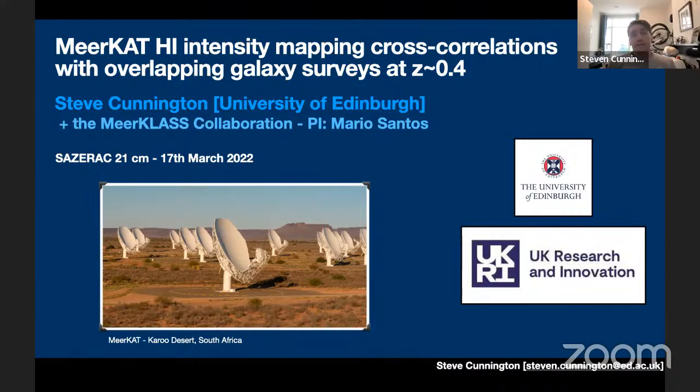But what I'll be focusing on is the latest pilot data that we have with Meerkat. And so this is low redshift intensity mapping data. And I'll be focusing on our efforts to try and detect some cosmological signal within this data. And the way we're trying to do this is by cross-correlating it with overlapping galaxy surveys. So I should mention this is still ongoing work, although it's pretty near completion, so it's technically preliminary. But the spoiler alert is that it looks like we have a detection, so that's what I'll be presenting today. And this is work in collaboration with everyone in the Meerkat group.